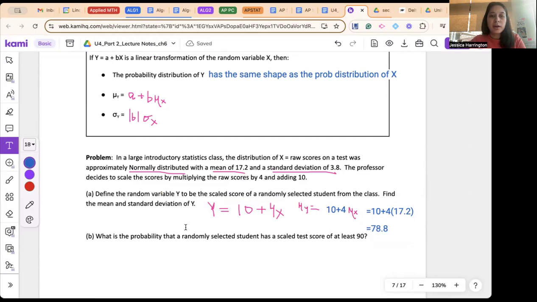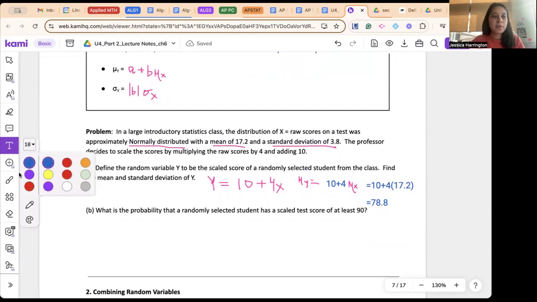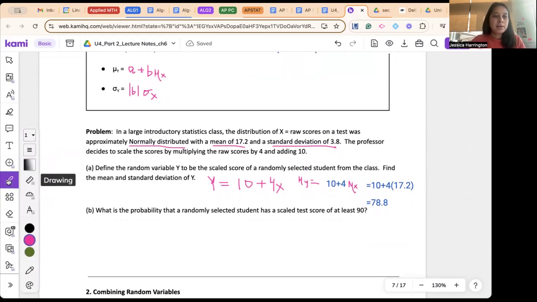And then it also wants us to find the standard deviation. So I'll do that over here. So I'm going to write sigma of y using this formula right here. It's just going to be the scale factor, right? The thing we're multiplying by. So 4 times sigma x.